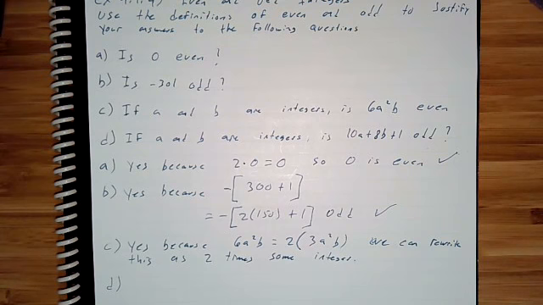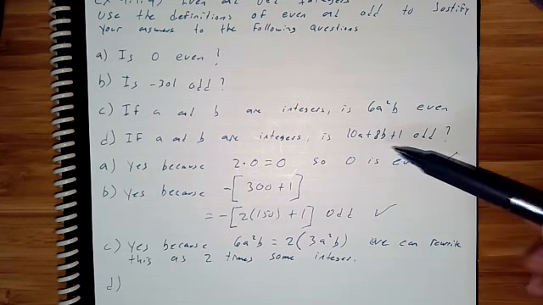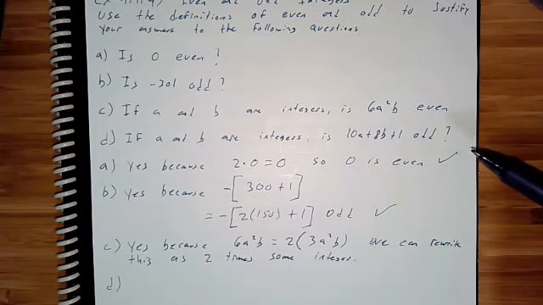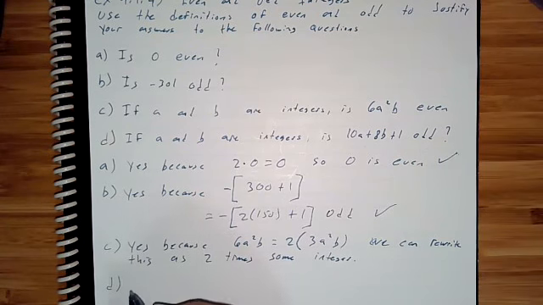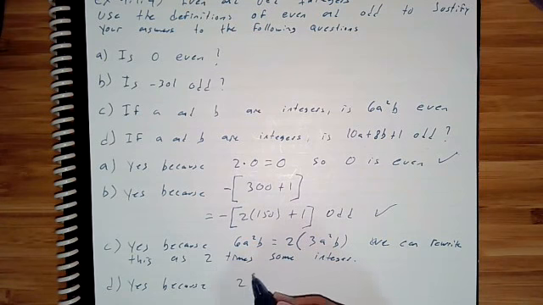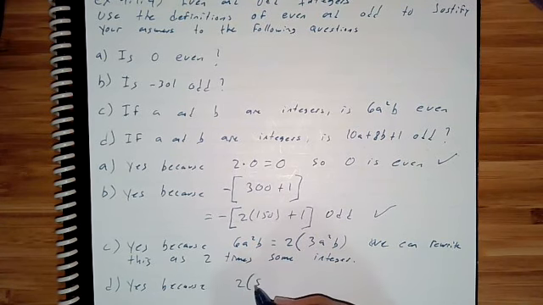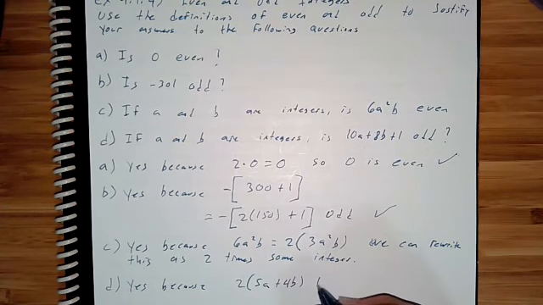All right, let's go to the next one. If a and b are integers, is 10a plus 8b plus 1 odd? Well, yeah, I think it is. So yes, because, let me show you, you can write it as an odd. If you factor 2 only from the first 2 terms, you end up with 5a plus 4b plus 1. So you have 2 times an integer plus 1.